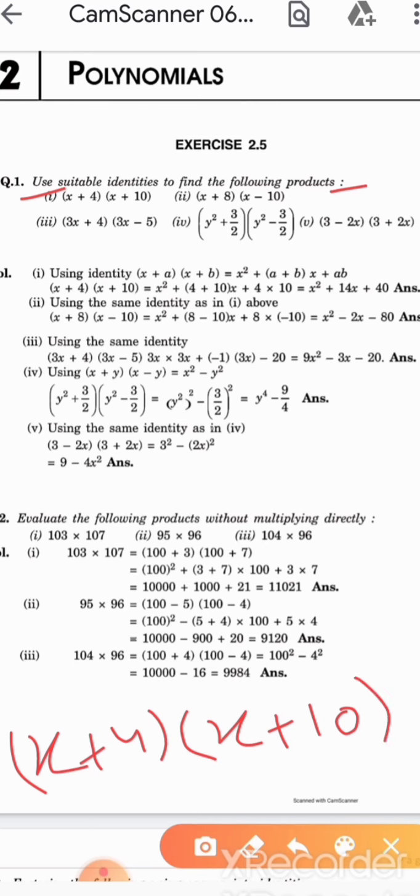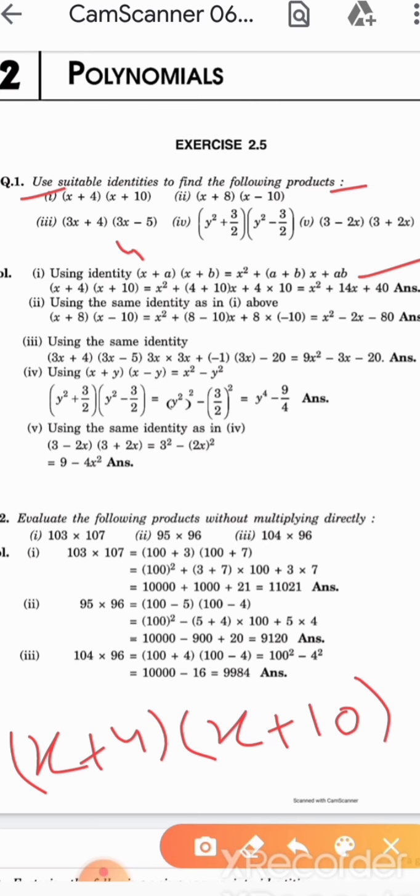Here it looks like we use identity number 4. Our identity number 4 is (x + a)(x + b) = x² + (a + b)x + ab. Why do we use identity number 4 here? Because when we compare our question with this identity, we get that in both brackets the first term x is the same, and the other two terms a and b are numbers, so they are different. So here we use identity number 4 to find their product.